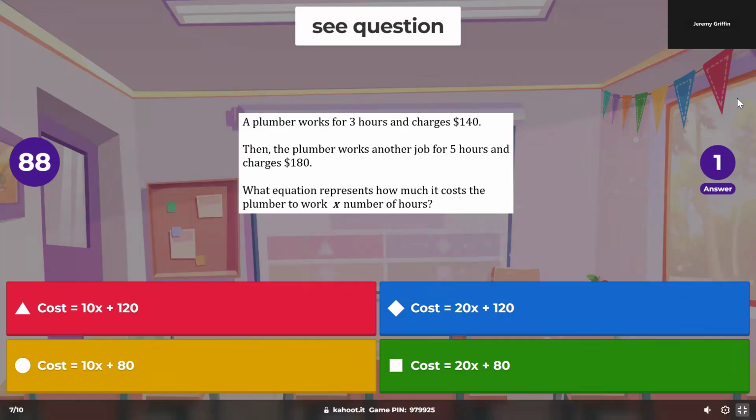A plumber works for 3 hours and charges $140 for that job. Then the same plumber works a different job for 5 hours and charges, of course, more, $180. What equation could represent how much the plumber charges for working X number of hours? He's going to charge some upfront fee plus an hourly charge on top of that. What's the equation?